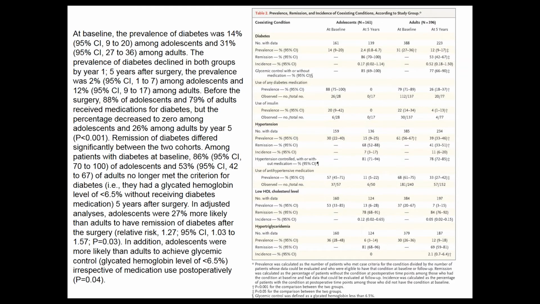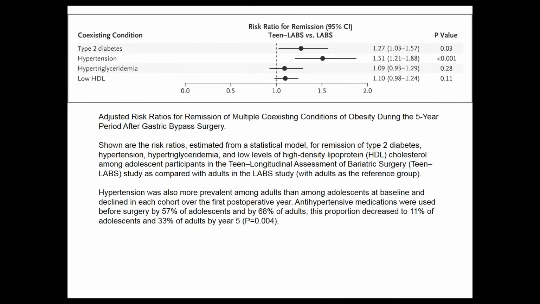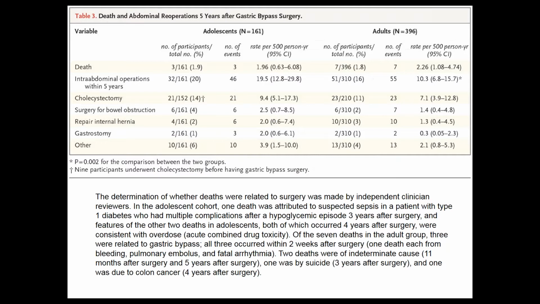And details are outlined in this particular table. The prevalence of diabetes was 14% among the adolescents and 31% amongst the adults. And if more of the adolescents recover from their diabetes, perhaps it's disingenuous to allow them to become adults where a third of them will have diabetes and they have less likelihood of having a remission, etc. So it looks like the adolescents actually did better than the adults, so probably there's no point in waiting.